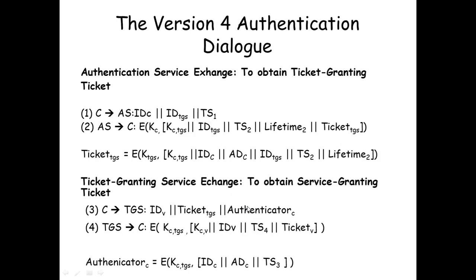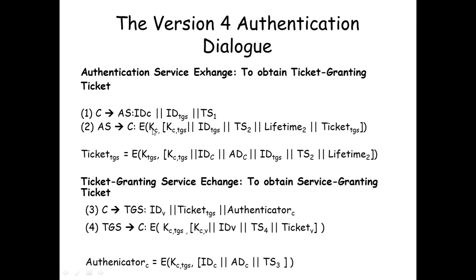So we have another version, where the first step is the authentication server exchange to obtain the ticket granting ticket. First, the client will send its identifier and the identifier of the ticket granting server, along with its timestamp, to the authentication server. The authentication server responds to the client by sending an encrypted message, which is encrypted with a key KC, which is known to the client.